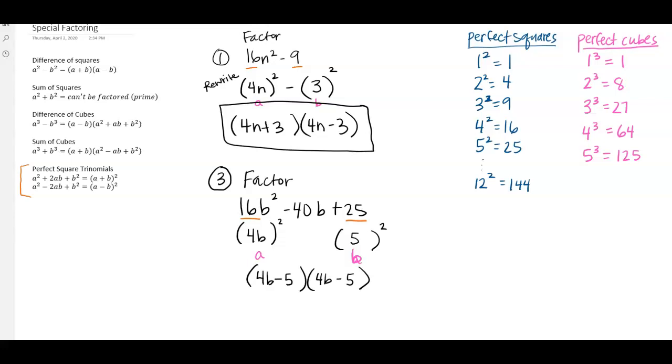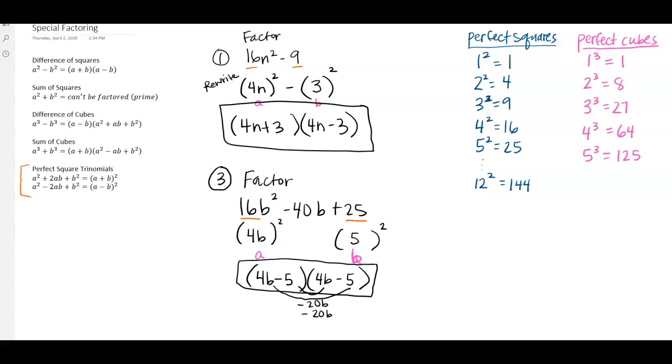And again, if I FOIL that back out to make sure that this is correct, right, 4b times 4b is 16b squared. 4b times negative 5. All right, so if I do these two, that gives me negative 20b. And if I do inside there, that also gives me another negative 20b, which makes that negative 40b in the middle. And then negative 5 times negative 5 gives me that positive 25. So I can see that this is going to be the way that that one factors out.